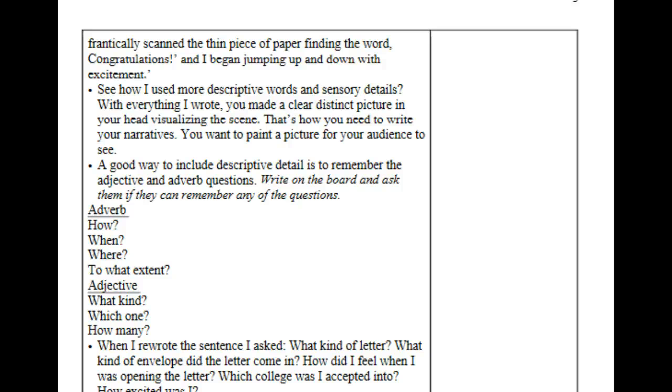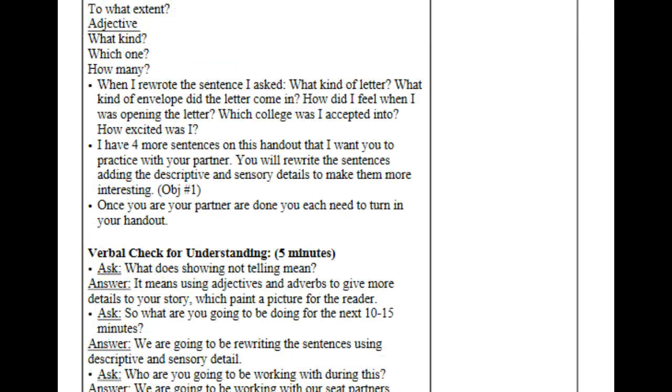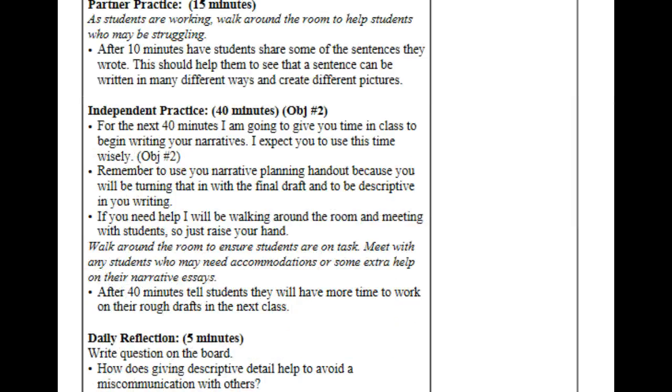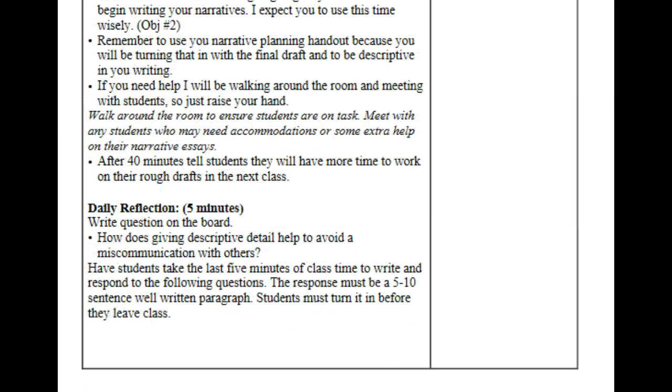So here's your insertion of your little grammar mini lesson. Very good. I'm glad that you're asking them to remember those adverb and adjective questions and ask them why those are important to using them. And so the breakup between the partner practice, the independent practice, and then you working around helping them, I think is a really good use of class time.